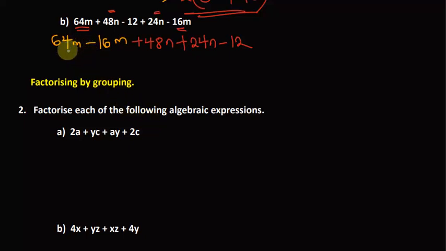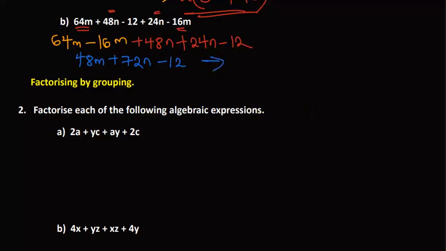Then let's solve. What is 64m minus 16m? 64 minus 16 is 48, so we will have 48m. Next, 48 plus 24 is 72, so plus 72n minus 12. We are done up to there.